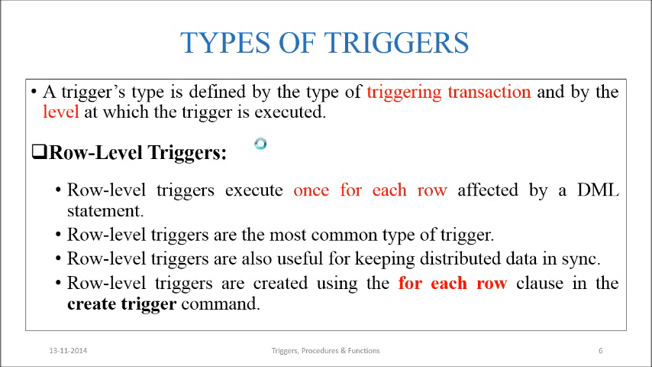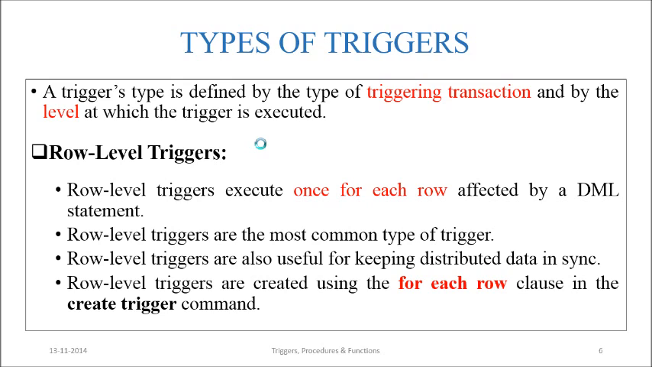So, types of triggers. The triggers can be defined by the type of triggering transaction, and by the level at which the trigger is executed. So by the level at which the trigger is executed, the trigger is classified into two types, that is a row level trigger and the statement level trigger.